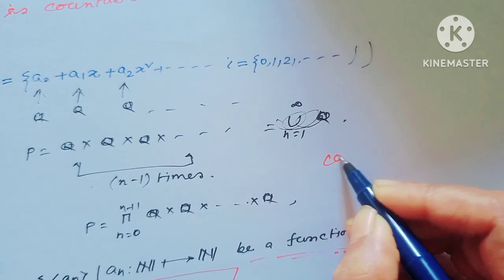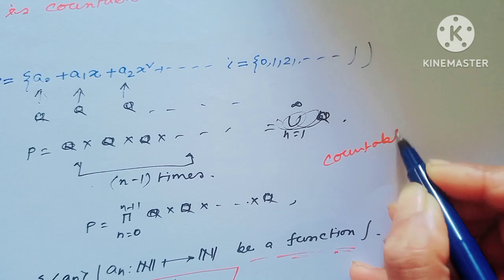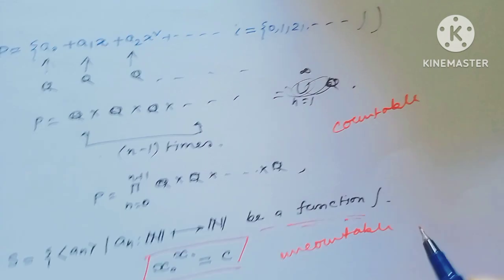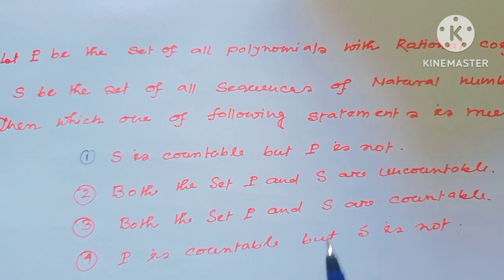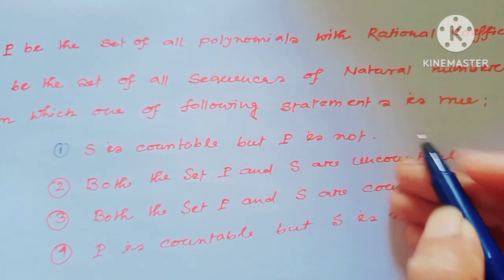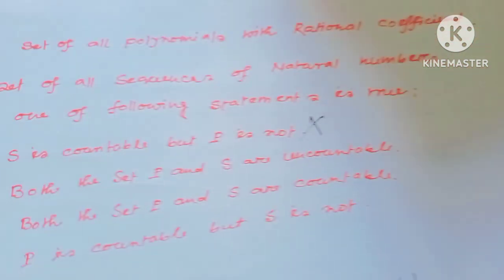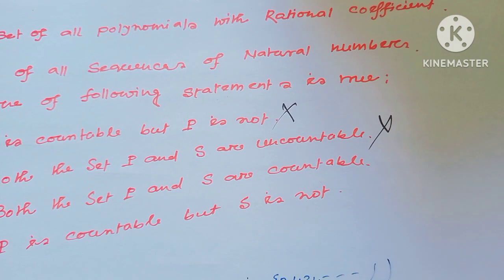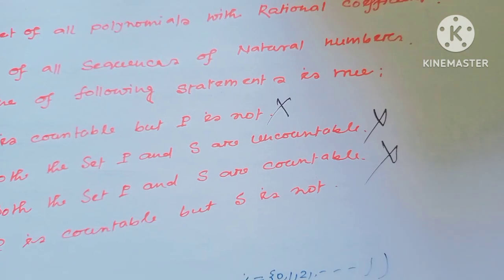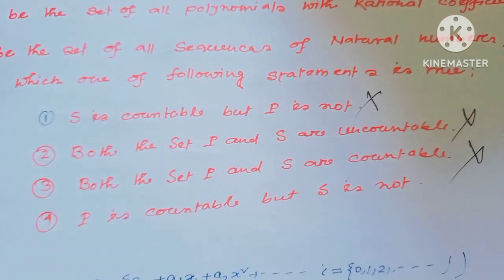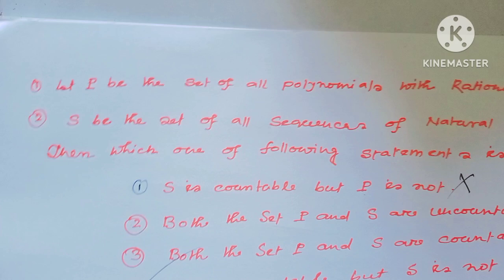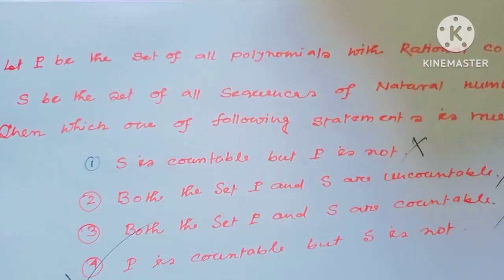So P is countable and S is uncountable. Now let's see the options. First option says S is countable. This is wrong. Second, both P and S are uncountable. This is also wrong. Third, both P and S are countable. This is also wrong. And fourth, P is countable but S is not. This is the right option. I hope all my viewers have clearly understood this part.